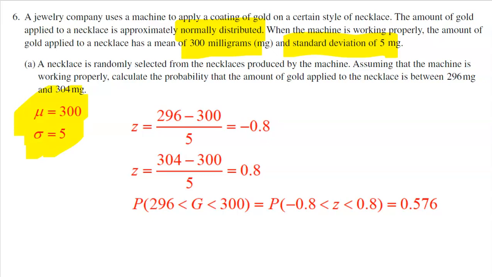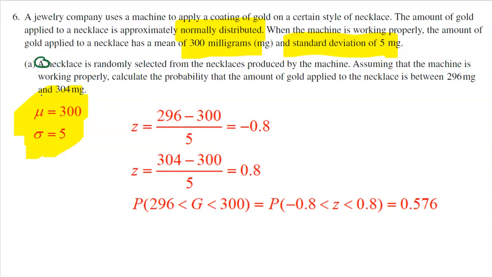All right, so here's the first question of many. A necklace is randomly selected from the necklaces produced by the machine. Assuming the machine is working properly, calculate the probability that the amount of gold applied to the necklace is between 296 milligrams and 304 milligrams. Now, we're only talking about a single necklace.